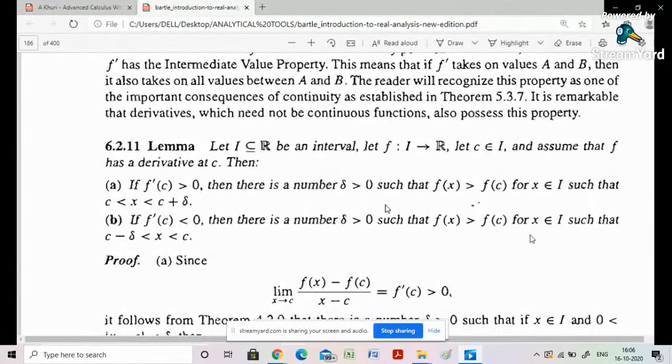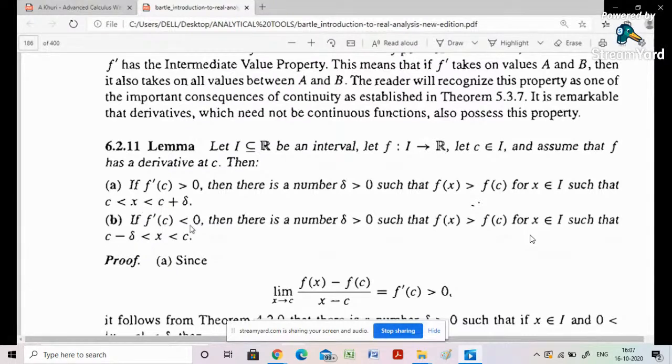Another result: let I be an interval and f from I to R, and c belongs to I, and assume that f has a derivative at c. If f dash of c is greater than 0, then there exists a number delta greater than 0 such that f of x is greater than f of c for x belongs to I, such that c less than x less than c plus delta.